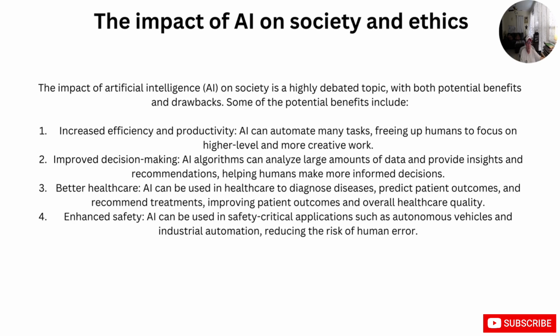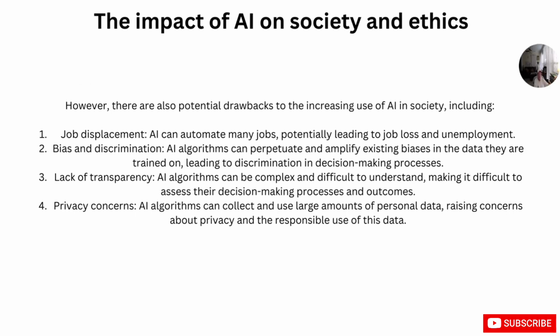Number four, enhanced safety. AI can be used in safety critical applications such as autonomous vehicles and industrial automation, reducing the risk of human error. However, there are also potential drawbacks to the increasing use of AI in society, including: number one, job displacement. AI can automate many jobs, potentially leading to job loss and unemployment.